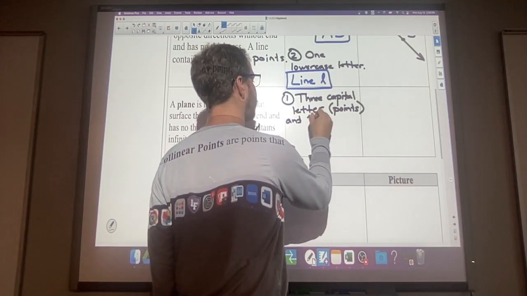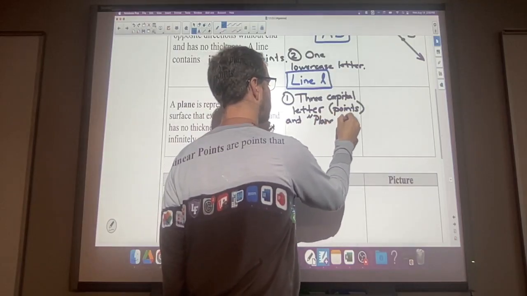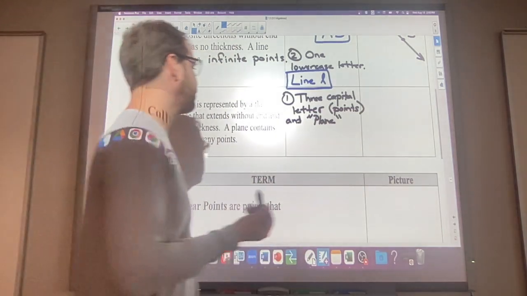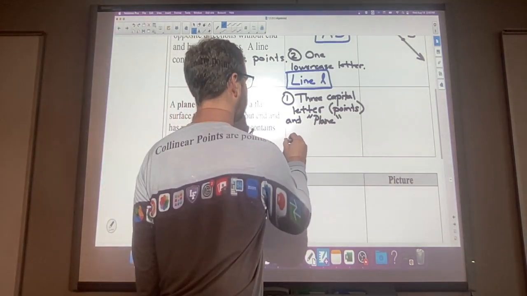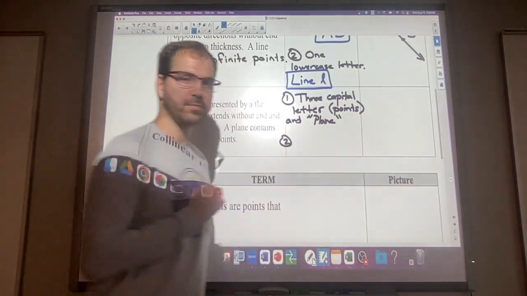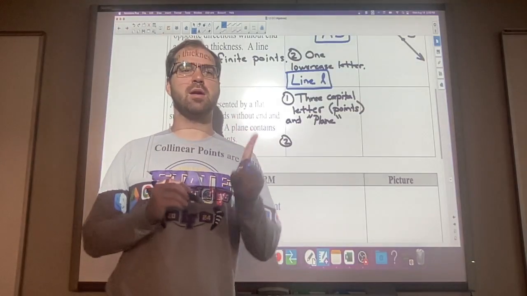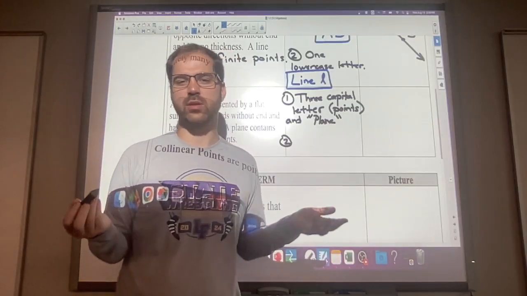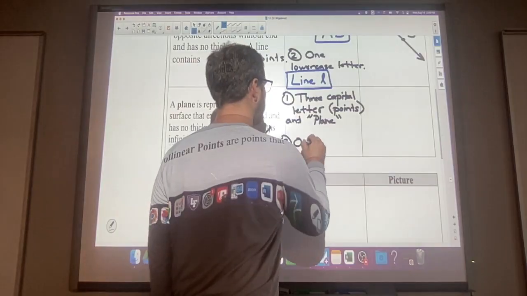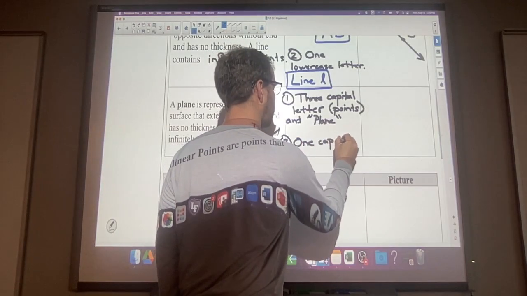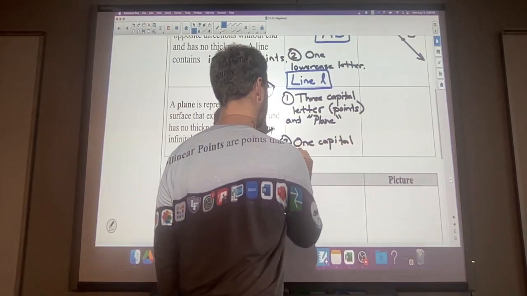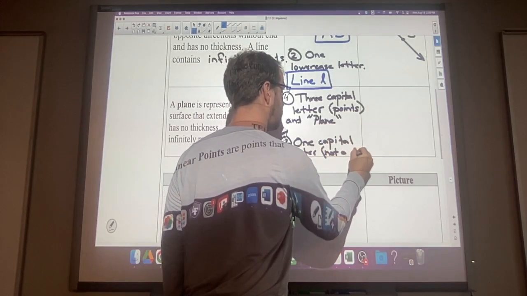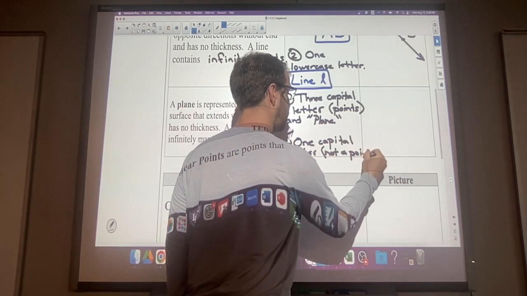And we're going to say plane. You have to say plane. You can't just say the 3 points and call that good. I'll show you what that looks like in a second. For the second way, you're going to need 1 capital letter that is not a point. Usually it'll be in the corner. It'll usually be clear which one they're talking about, but we could use 1 capital letter. And this is not a point. That's important. If you use a point, you did it wrong.